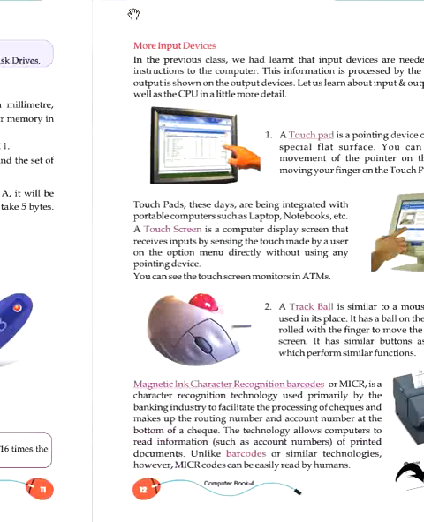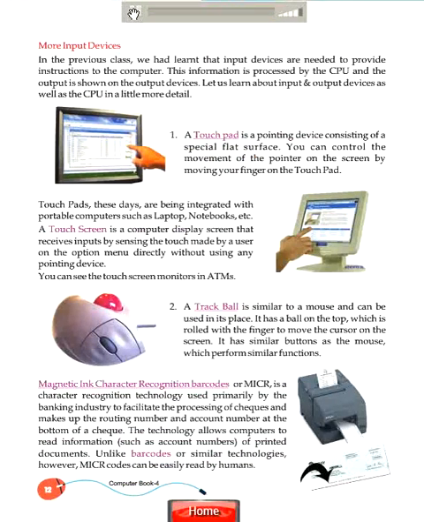More input devices. In the previous class, we had learned that input devices are needed to provide instructions to the computer. This information is processed by the CPU and the output is shown on the output devices. Let us learn about input and output devices as well as the CPU in a little more detail.